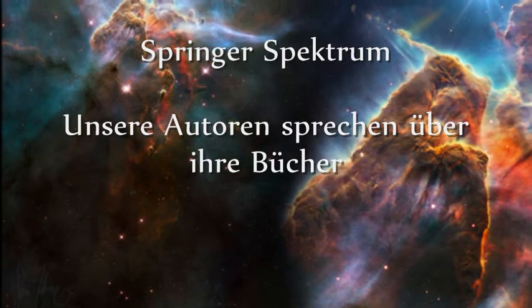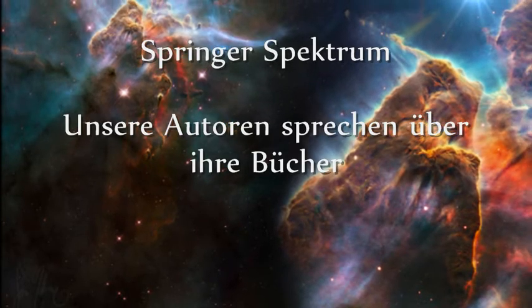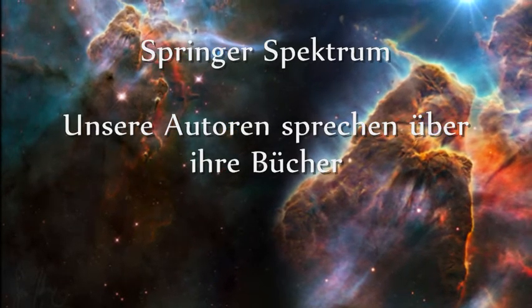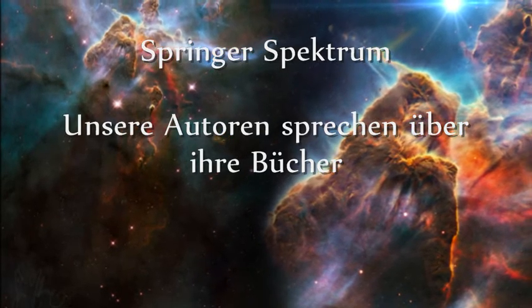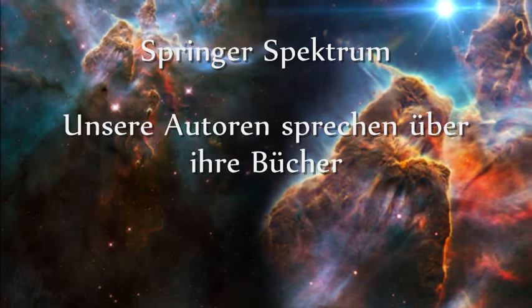Hi, my name is Chad Orzel. I'm the author of How to Teach Relativity to Your Dog, or Einstein's Hund in German. And this is a book explaining the theory of relativity through imaginary conversations with my dog.